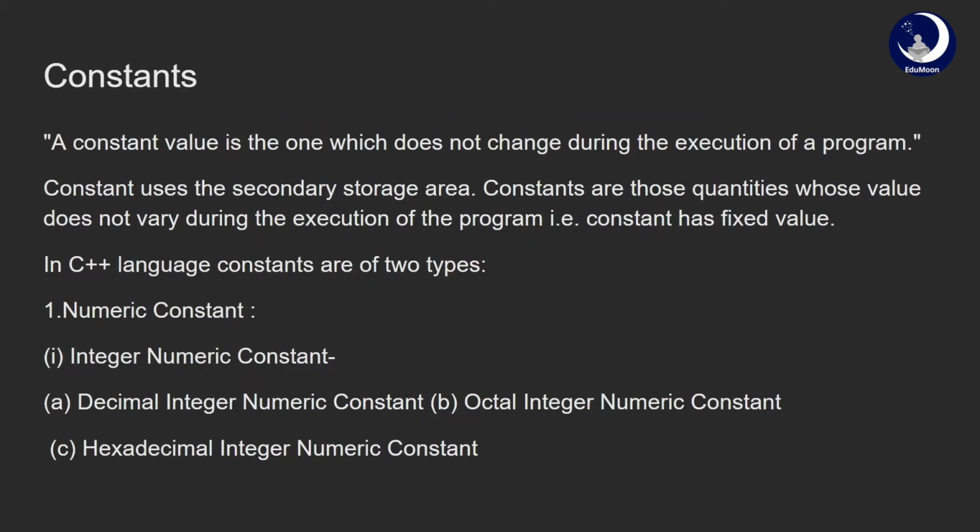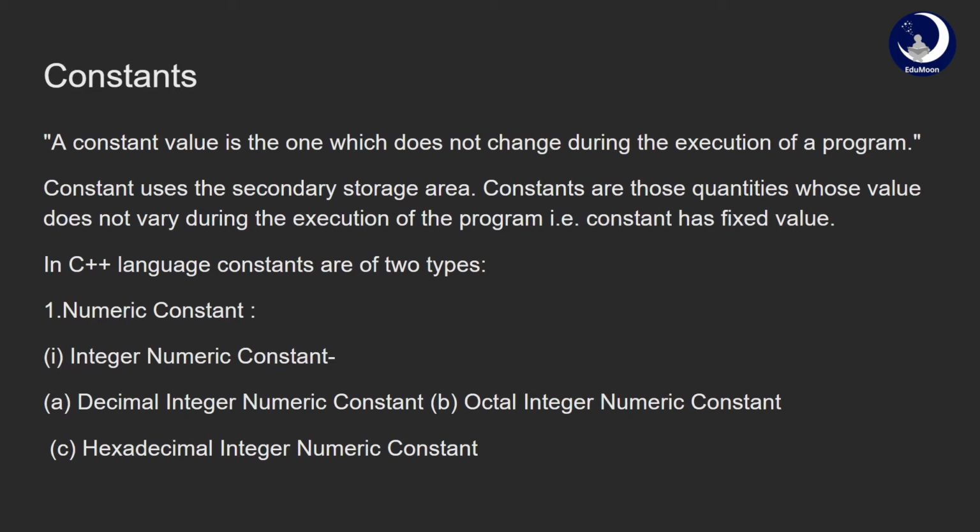Now let's look at constants. A constant value is the one which does not change during the execution of the program. Constant uses the secondary storage area. Constants are those quantities whose value does not change during the execution of the program. That is, constants have a fixed value.